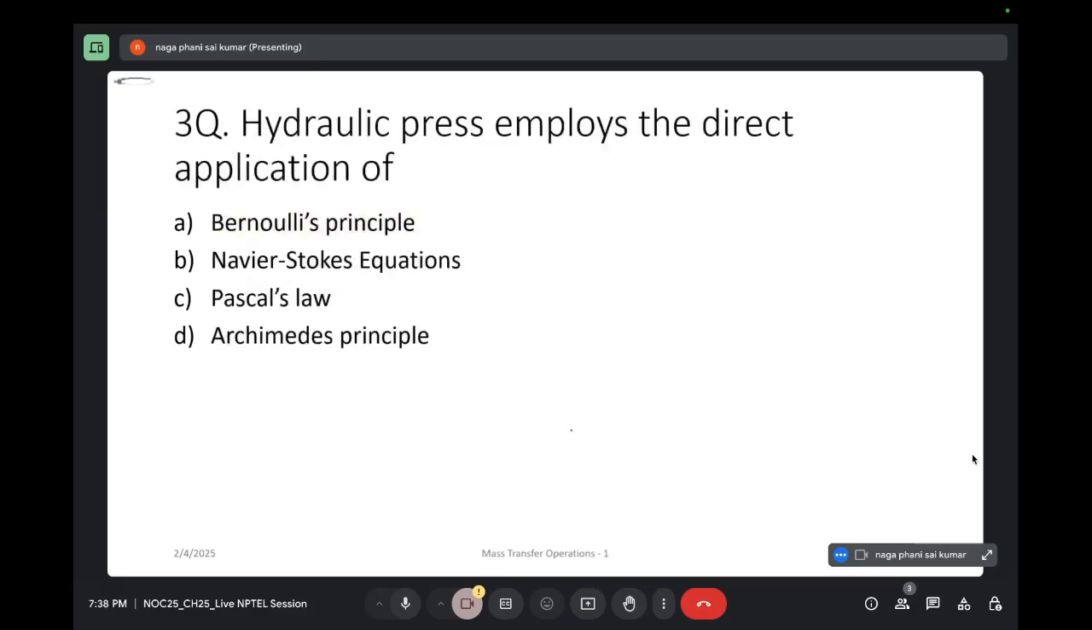So coming to the third question: a hydraulic press employs the direct application of which principle: Bernoulli's principle, Navier-Stokes principle, Pascal's law, or Archimedes' principle? So which principle will be used in a hydraulic press? It is Pascal's law, option C.